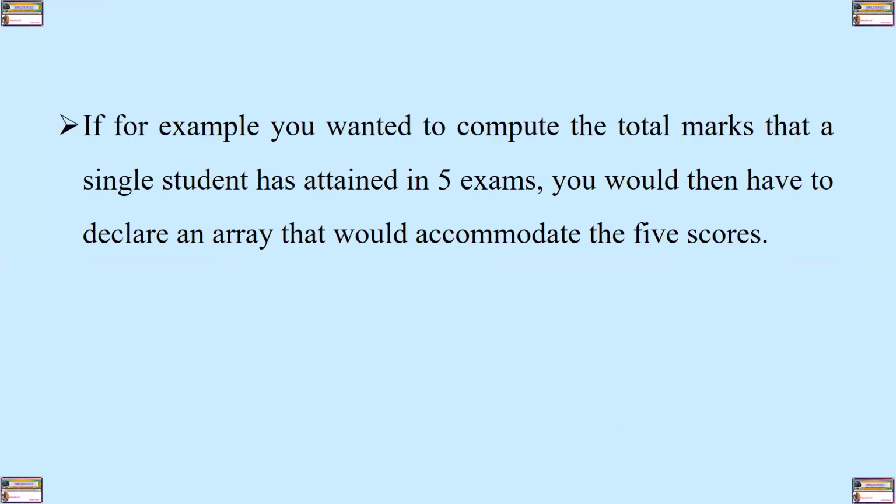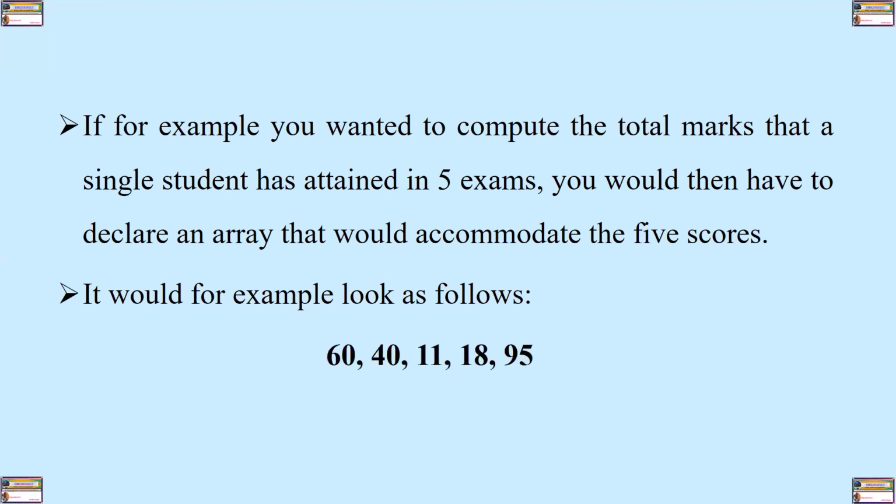If, for example, you wanted to compute the total marks that a single student has attained in 5 exams, you would then have to declare an array that would accommodate the 5 scores. It would, for example, look as follows. So these are 5 scores or 5 values that are being stored in memory under one name. And this is what we are calling an array. If these values are to be stored in memory, that is 60, 40, 11, 18, and 95 in that order, then that will form an array.